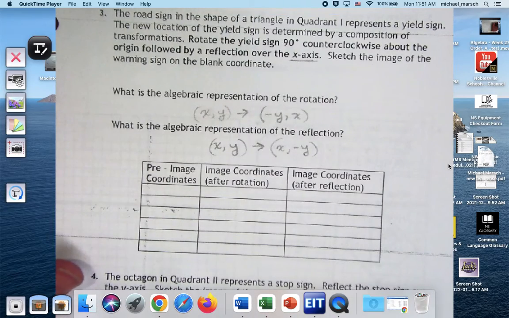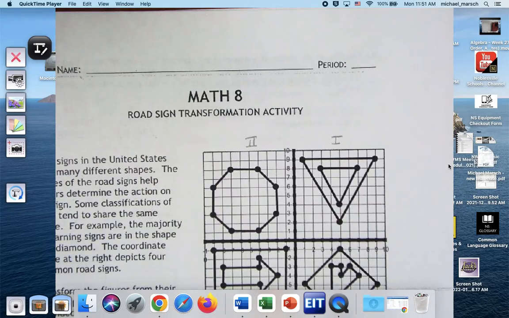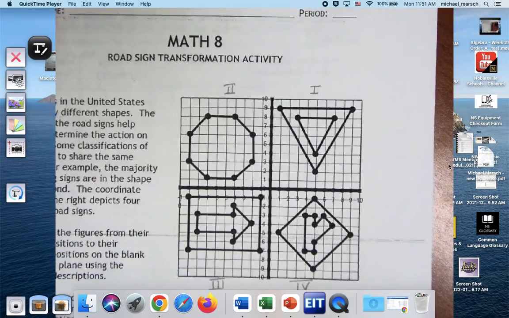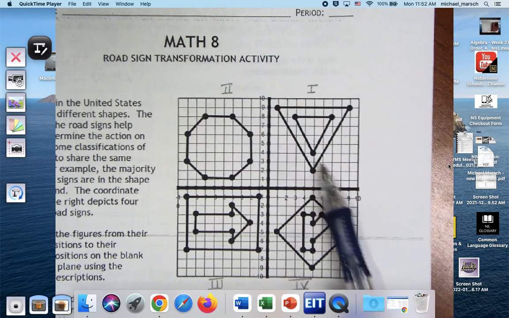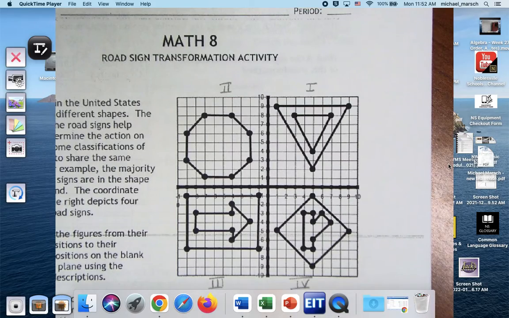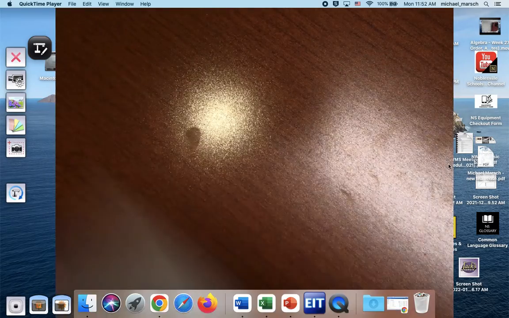So let's go ahead and write down the ordered pairs for that pre-image. I'm going to zoom in up here on the board so that you don't have to keep flipping your paper back and forth. Right, so I put this up here for you to look at. Right now you're writing down the ordered pairs for our pre-image.